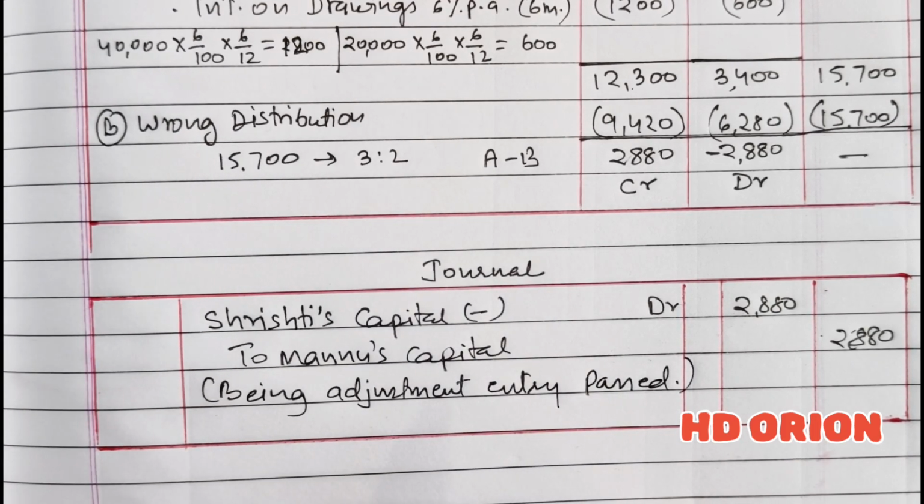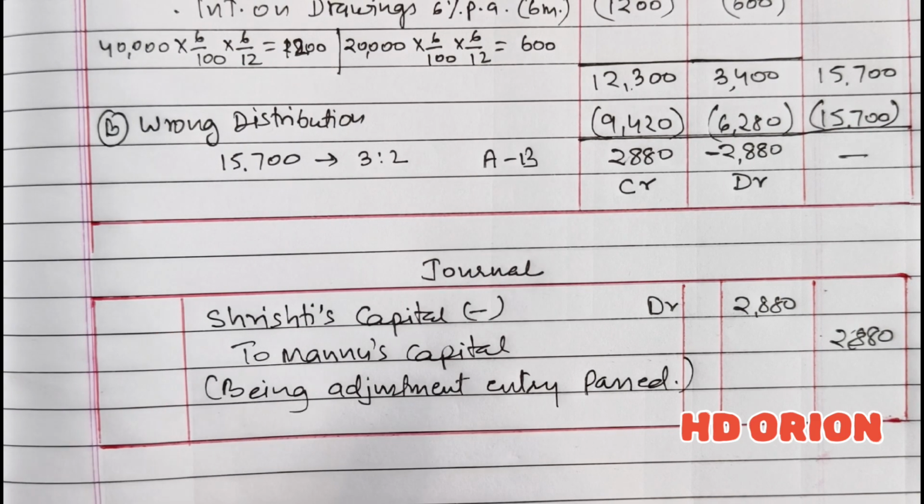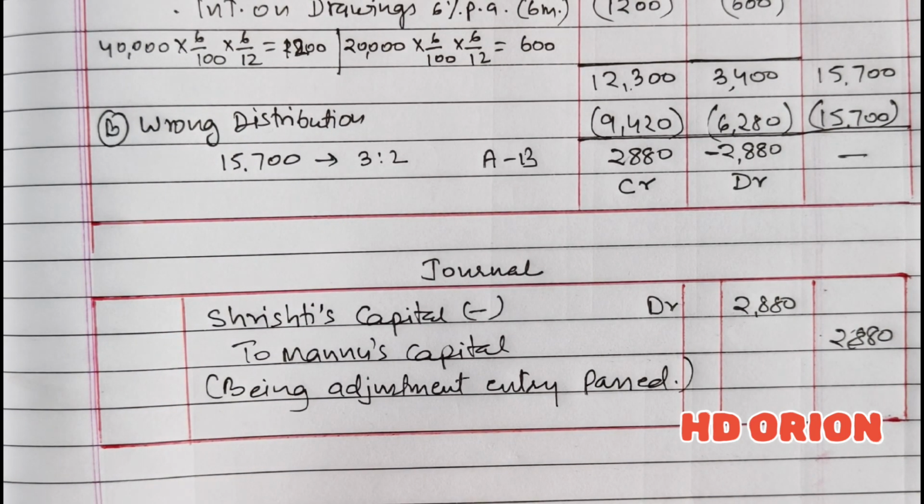Now current account will not be opened here because capital account is fluctuating in nature, and that is what we understand from the balance sheet given. Closing capital balances are there and current account is not mentioned. It means capital accounts are fluctuating, and the adjustment entry will be passed by opening capital account only, not current account.